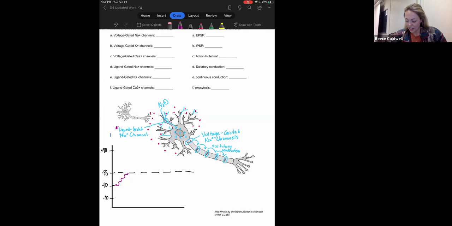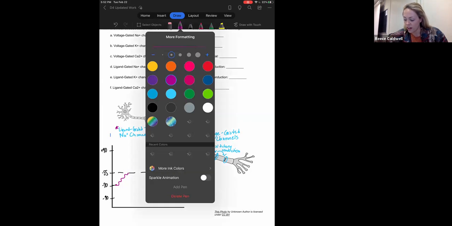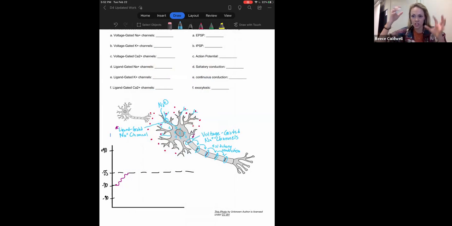So once we hit negative 55 at this threshold point right here, our axon hillock, what we see is this rapid influx of sodium, like it's kind of just been leaking in, but then all of a sudden we have this rapid influx of sodium down the axon.